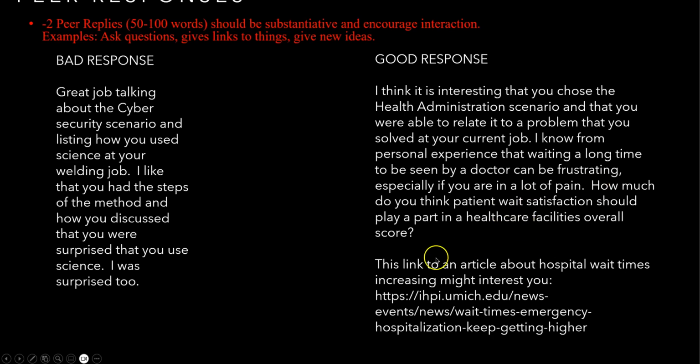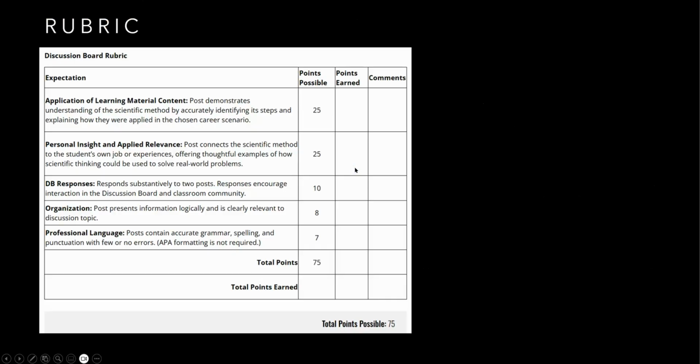Even if they didn't include the link, right? Even if they just asked the question, that is still good because it encourages interaction. Like their peer could respond to this, right? Whereas there's not really anything on this side to respond to. Like there's no question to answer or ideas to discuss here. So that leads us to your rubric.